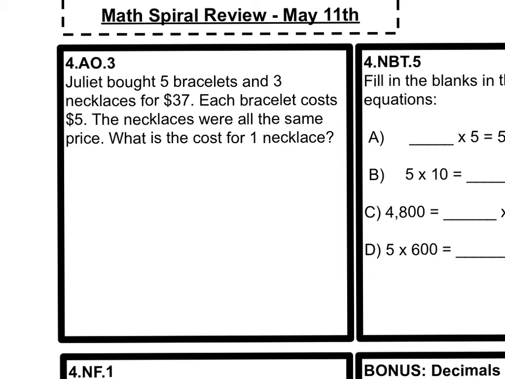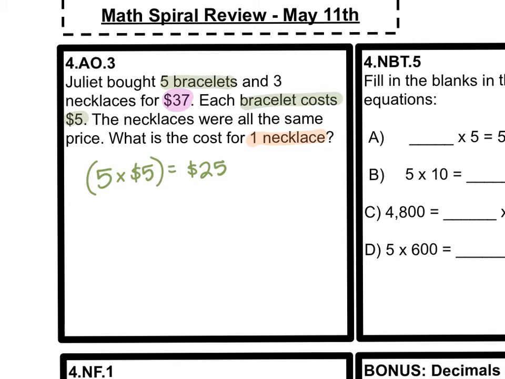So our ultimate goal is to figure out what is the cost for one necklace, not all of them, just one. Something that we need to match up to is that these 5 bracelets each cost $5 and that she spent a total of $37. So when I make this equation, I'm going to take the 5 bracelets times the $5 to see how much she spent on bracelets altogether. So 5 times 5 is 25, meaning she spent $25 altogether on bracelets.